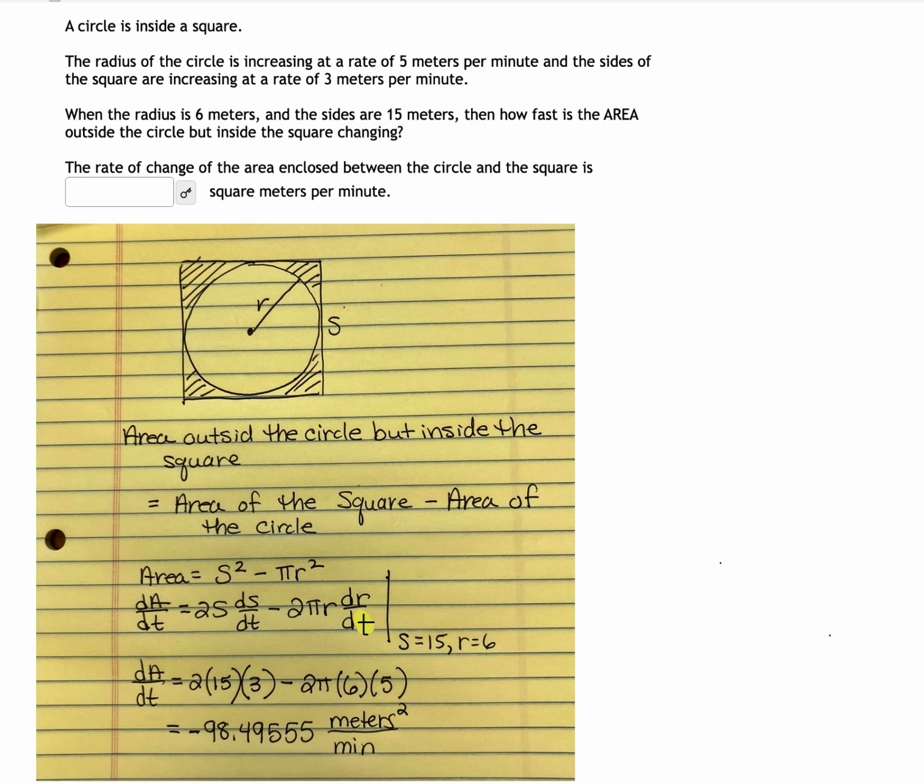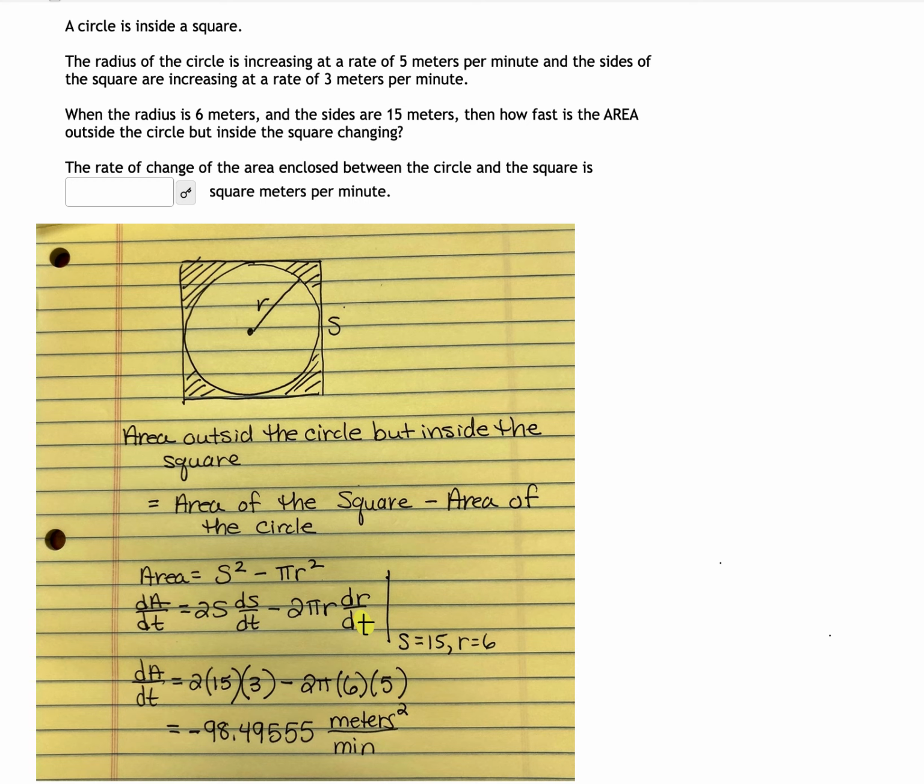A circle is inside a square. The radius of the circle is increasing at a rate of 5 meters per minute, and the sides of the square are increasing at a rate of 3 meters per minute. When the radius is 6 meters and the sides are 15 meters, how fast is the area outside the circle but inside the square changing?